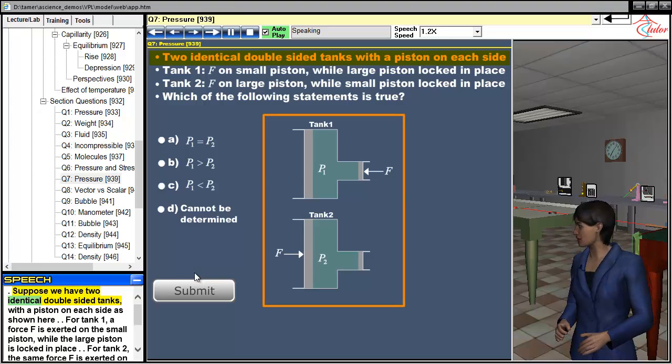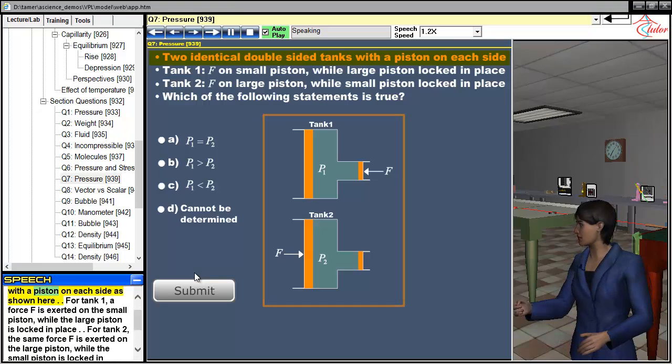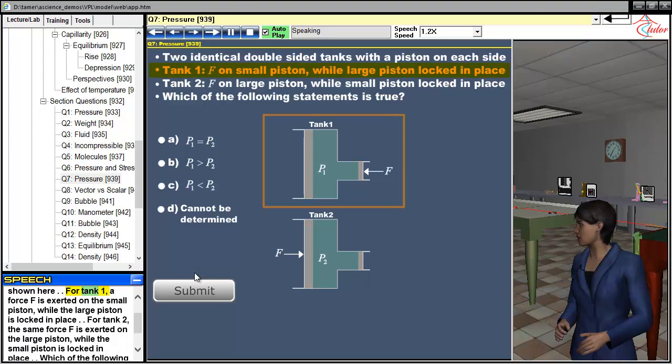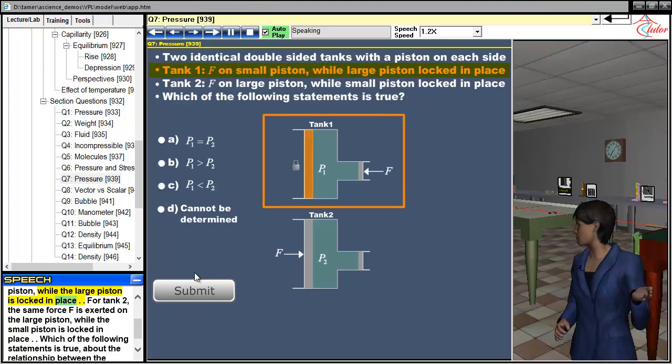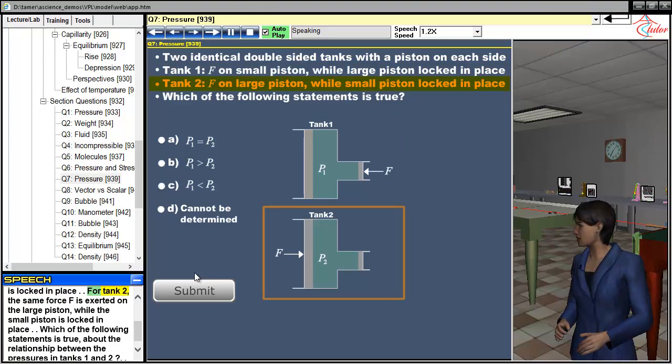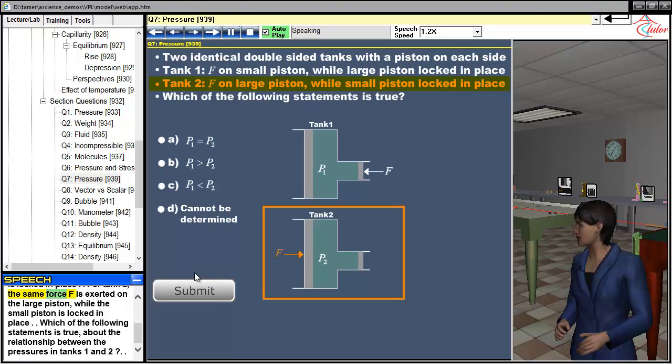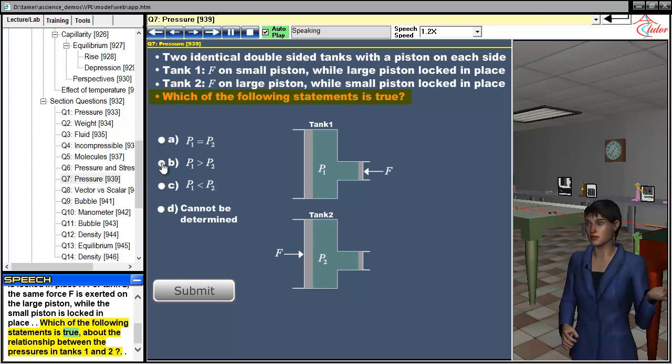Suppose we have 2 identical double-sided tanks with a piston on each side as shown here. For tank 1, a force F is exerted on the small piston, while the large piston is locked in place. For tank 2, the same force F is exerted on the large piston, while the small piston is locked in place. Which of the following statements is true about the relationship between the pressures in tanks 1 and 2? Right answer.